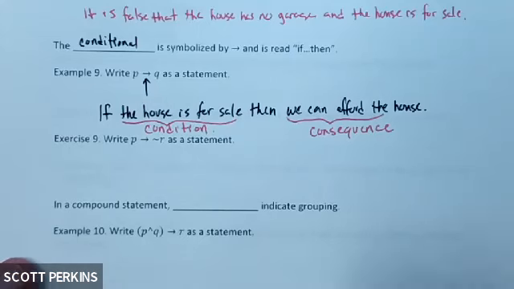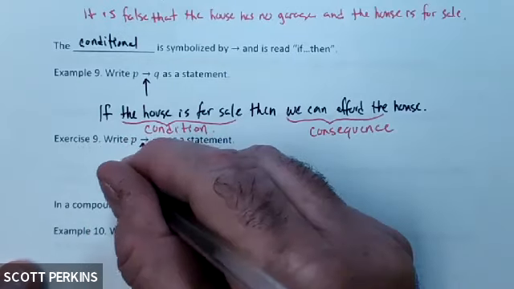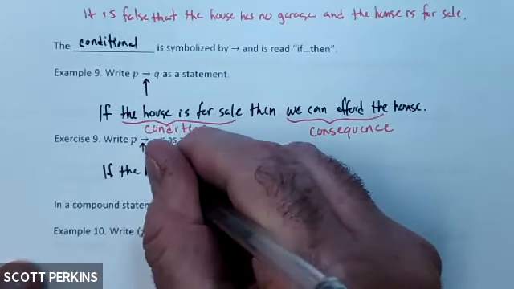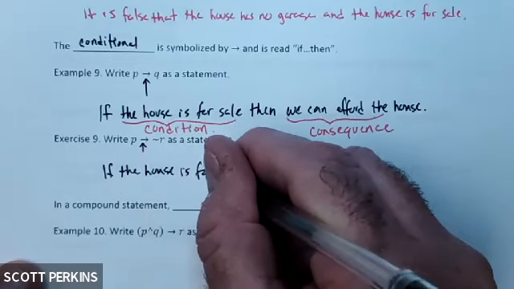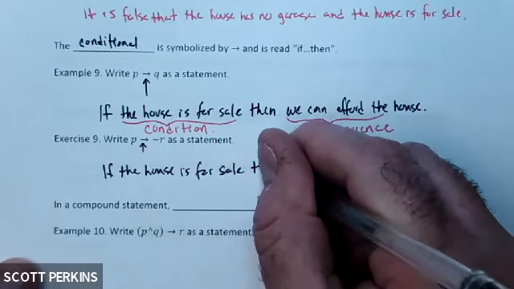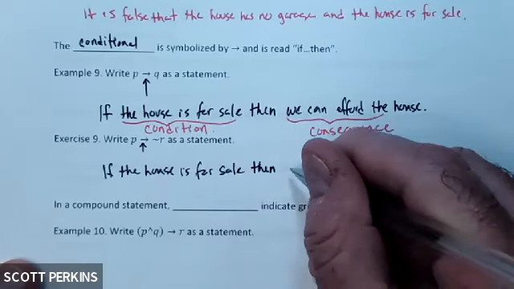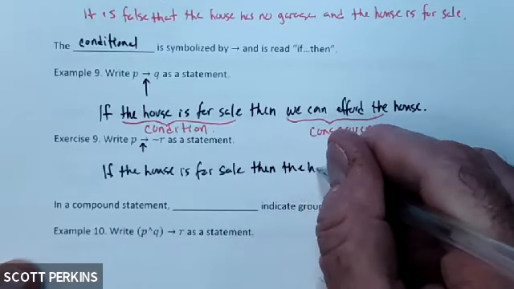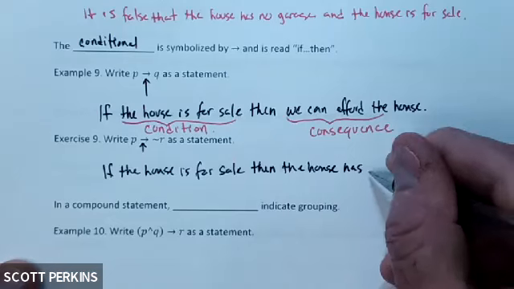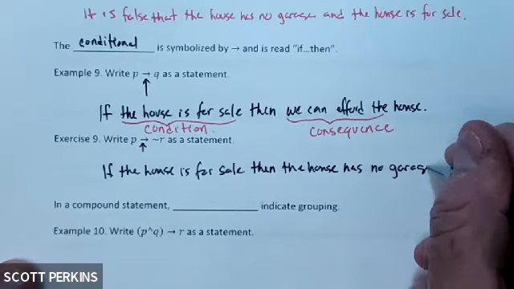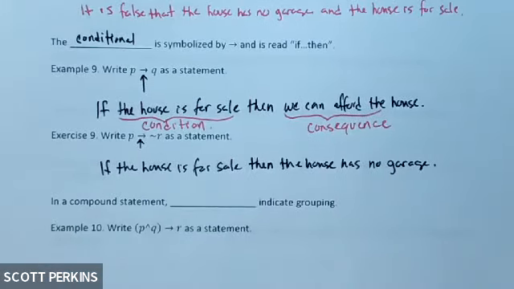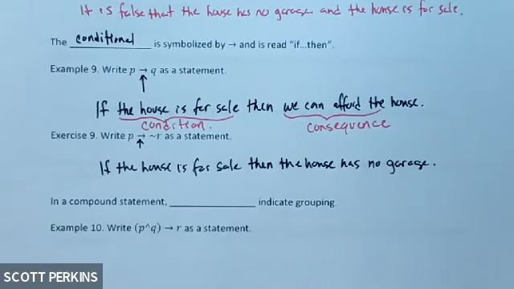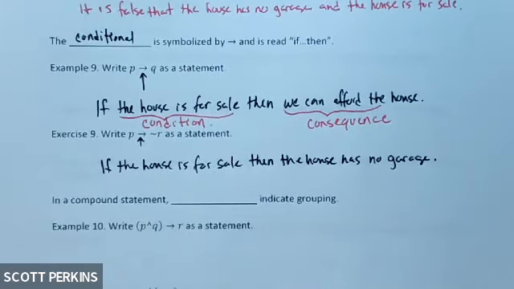So exercise 9, again, I see that arrow. The arrow clues me in that I start this with an "if", and then if P, if the house is for sale, then squiggly R, and squiggly R is the house has no garage. There we go.